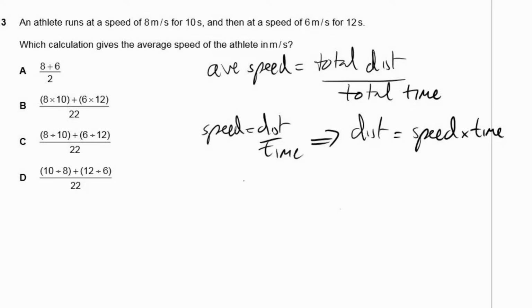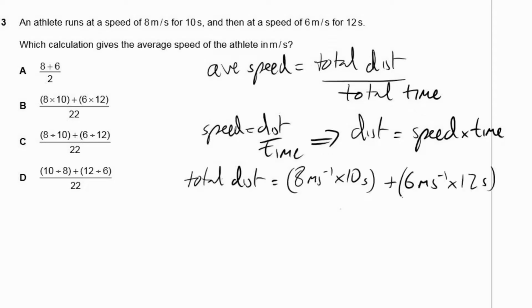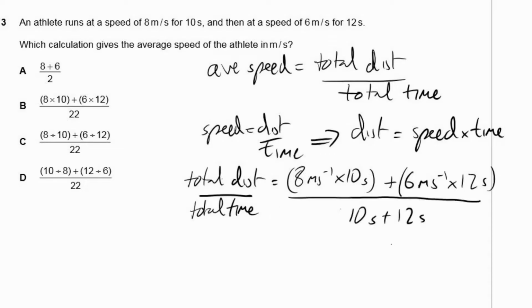So if we look at it, we've got two parts that are of interest. We want distance 1 and distance 2. So the total distance is given by 8 meters per second times 10 seconds plus 6 meters per second times 12 seconds. That's the total distance. Now the total time, of course, we're given is just going to be 10 seconds plus 12 seconds. There we go. So that gives us 8 times 10 plus 6 times 12 on top, and on bottom we'll have 22 seconds. So that then is answer B.